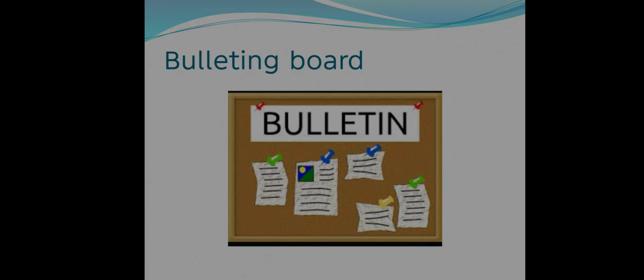Next, the bulletin board. The bulletin board is also a very common type of instructional material. They pin activities from students, so that students are recognized. It motivates students, so that they can see their activities being recognized by the teacher, motivating them to do better.